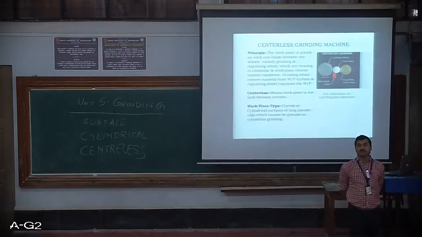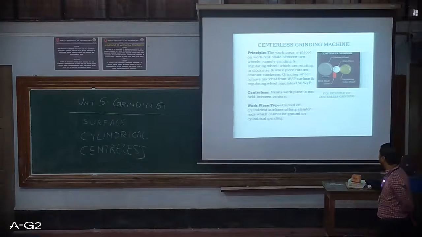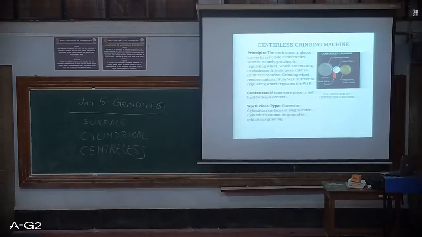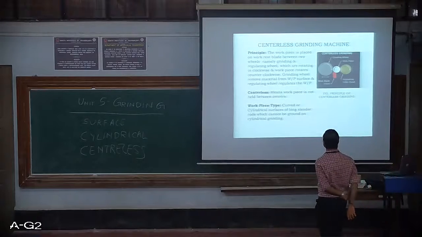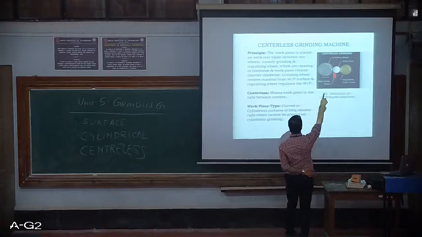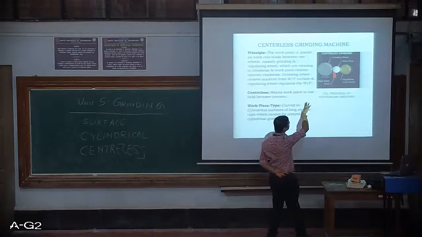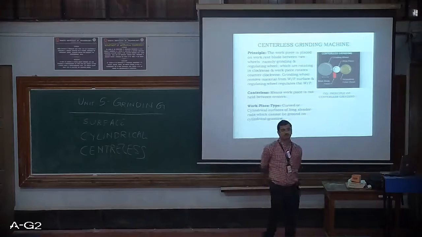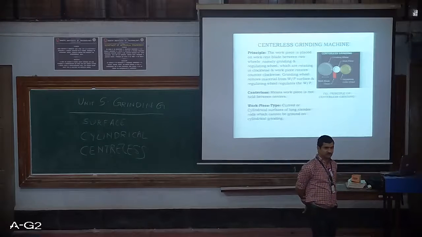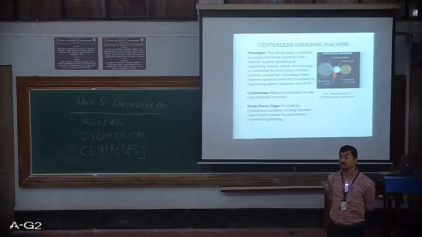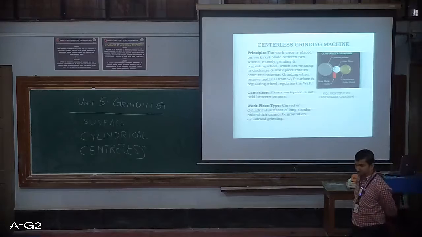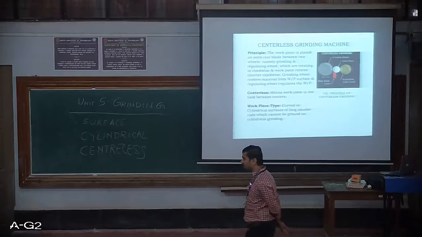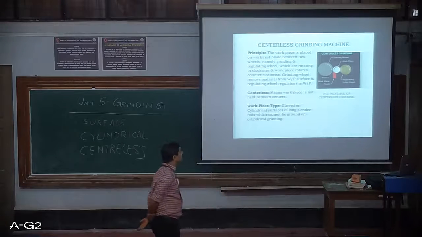In centerless grinding, the work was held in between the two wheels, right? So you can see that the white portion is nothing but your workpiece. The left wheel is the grinding wheel and the right wheel is the regulating wheel. We also discussed yesterday what is the function of each of these. Grinding wheel, of course, helps in performing the grinding operation, but what is the work of that regulating wheel?